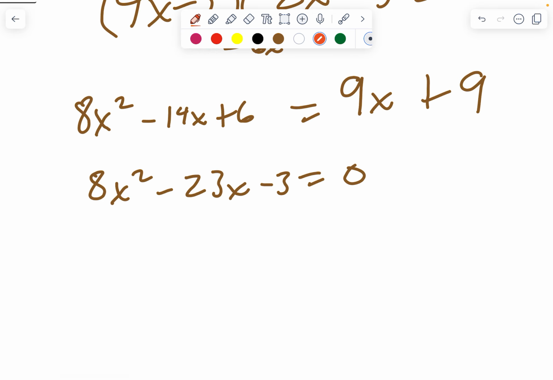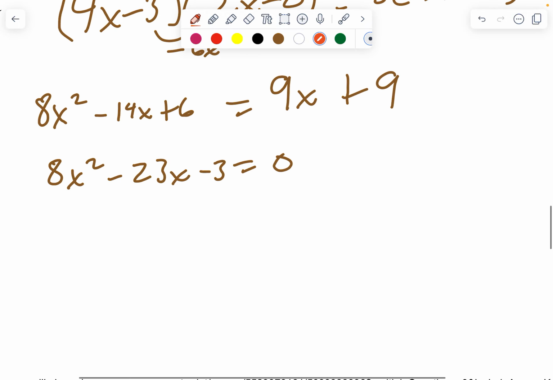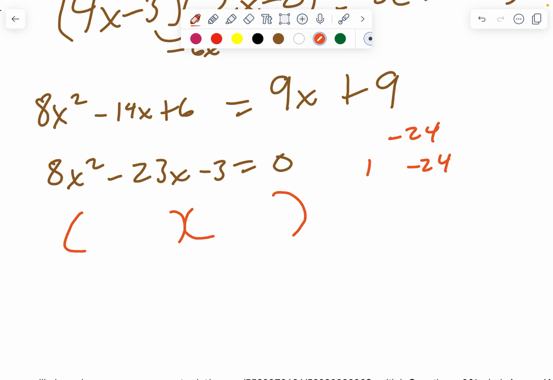But I'm gonna stay consistent and keep doing it the same way. 8 times negative 3 is negative 24. What are the factors of negative 24? Since it's negative, they have to subtract and equal 23. Well, that's going to be 1 minus 24. Make my parentheses. I know to make 8, it's either going to be 8 and 1 or 4 and 2.